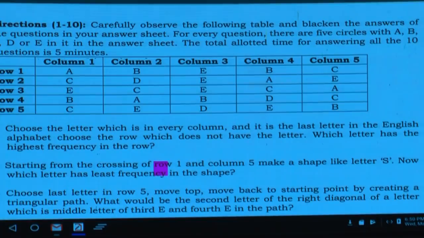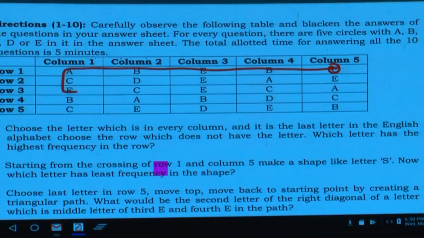okay, we thought of covering these letters and their shapes. Now starting from the crossing of row 1 and column 5, what is the letter? C. Now starting from this letter C, make a shape like letter S. Now we have to make a letter S. Yes, how will you make this letter S here, the shape of letter S?